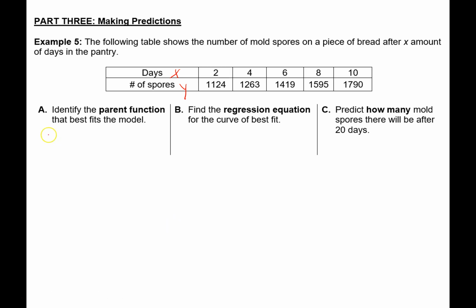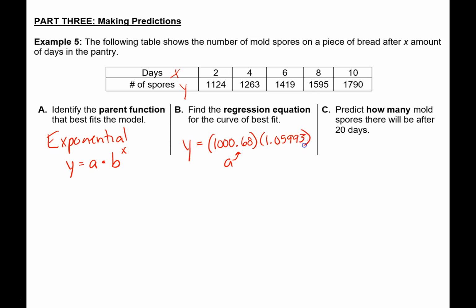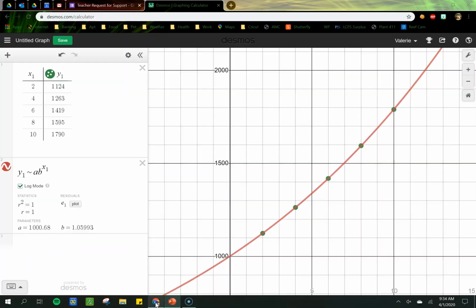Identify the parent function. That was exponential. And remember, our exponential equation or formula is a times b raised to the x power. And the parameters just gave us in Desmos our regression equation. So that's going to be y is equal to, let's see, we have 1000.68, that's my a, and then my b value, 1.05993. Let's give all of the decimals there. That is the b. Remember, those values come from the parameters listed down here.